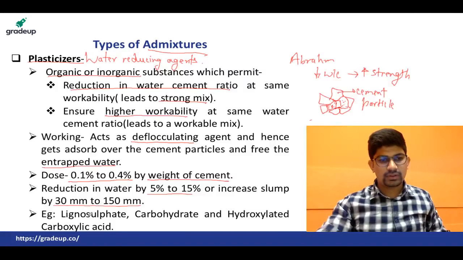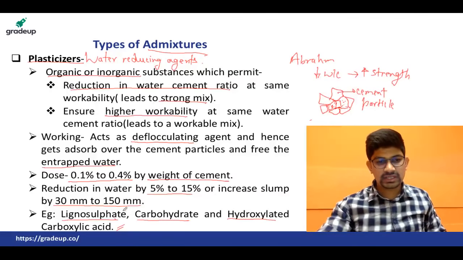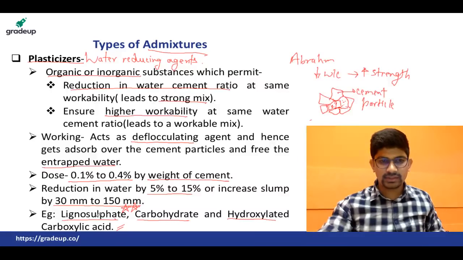Examples are lignosulfate, carbohydrate, and hydroxylated carboxylic acid. So these are the three examples. Especially lignosulfate is very important from the examination point of view. A lot of objective questions you will often get regarding lignosulfate. Multiple options will be given, and which among them is a water reducer or plasticizer, lignosulfate will be one of the options, and that will be the correct answer.